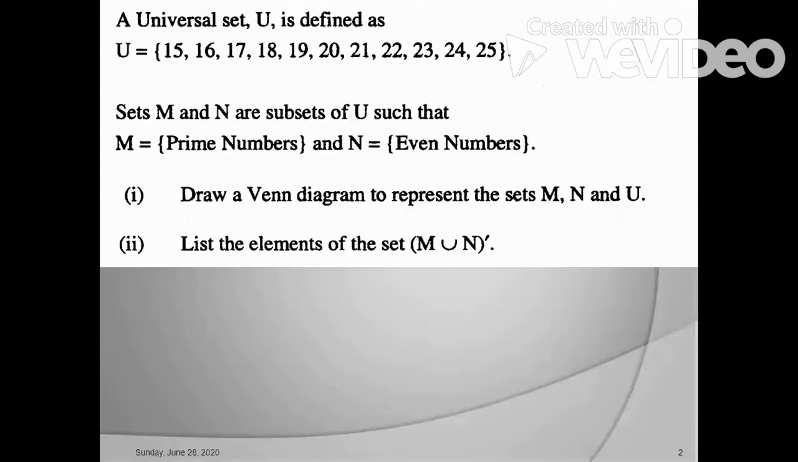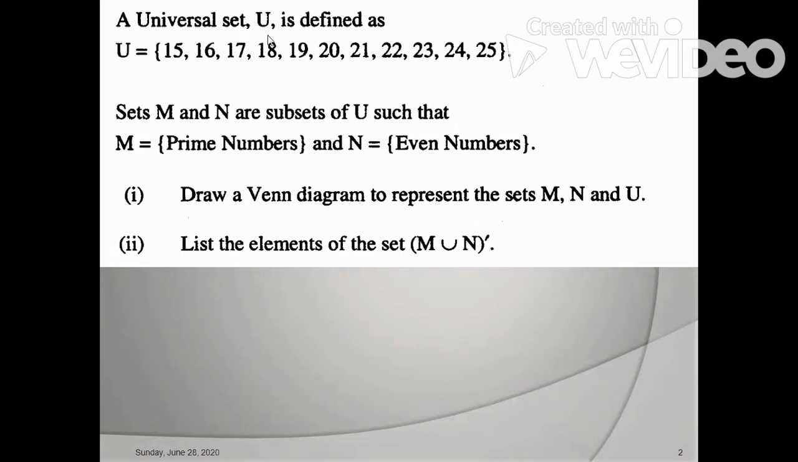Looking at this question, it says a universal set U is defined as the following numbers, 15 going up to 25. Basically we have two sets: prime numbers and even numbers. I know that for prime numbers, only 1 and the number itself are factors, meaning only 1 and the number itself can go into it without leaving a remainder.